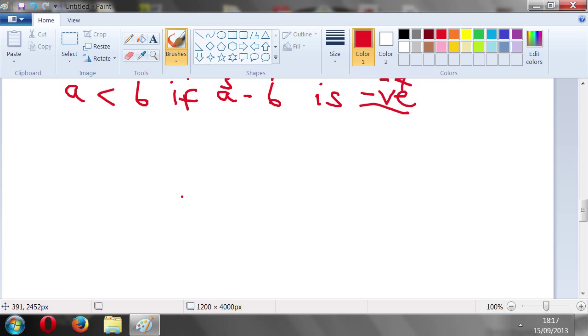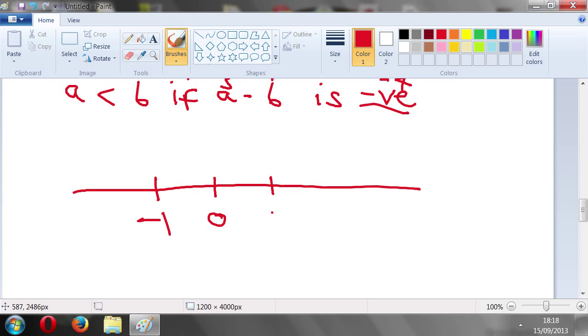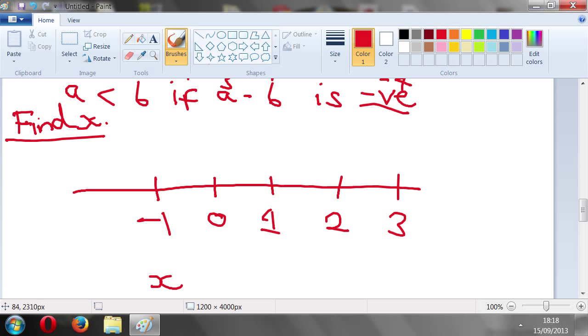And so, for instance, we may get a situation where you want to define some sort of range. So we have a number line here, and we've got some values. And then we say, well, find x on the number line. So it might be a question asking where are we going to find x? What values of x are okay?